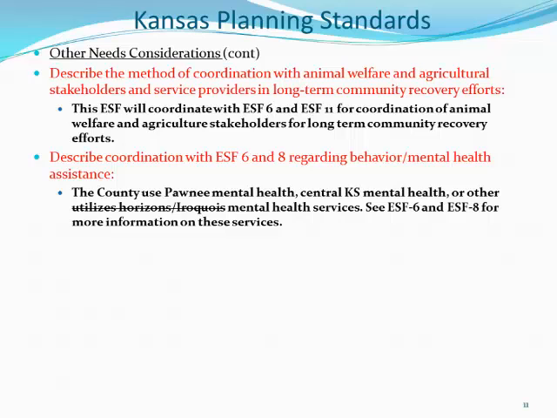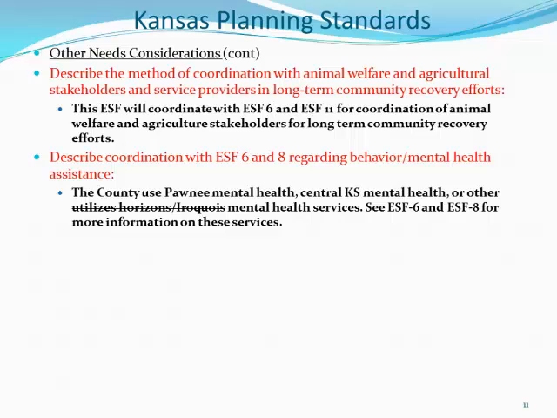Okay, continuing on with other needs considerations. It says describe the methods of coordination with animal welfare and agriculture stakeholders and service providers in long-term community recovery efforts. And some people have said that this ESF is going to flatly coordinate with the ESF 6 and coordinate with the ESF 11 for coordination of animal welfare and agriculture stakeholders for long-term community recovery efforts. It's kind of repeating the question there. So you want to go through and spell out a little bit about what that coordination looks like.